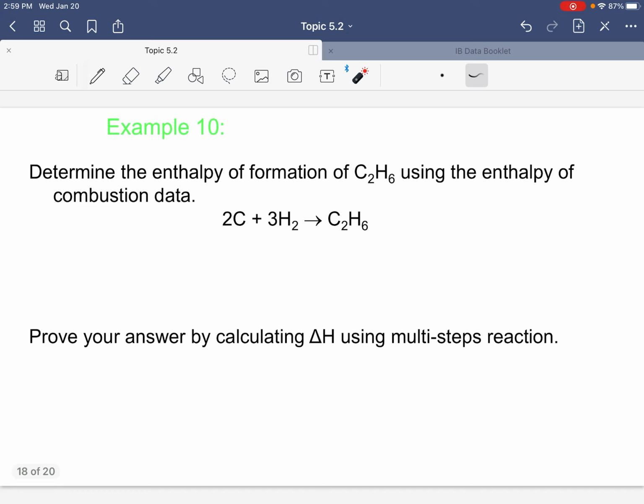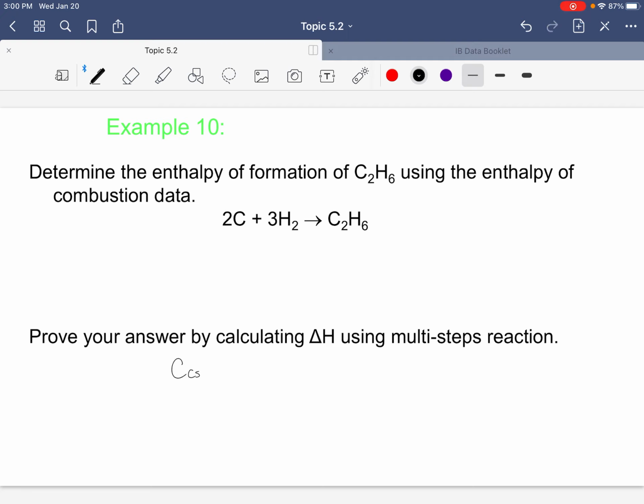Question 10, okay? You will do this reaction based on enthalpy of combustion data. Then you're going to prove your answer by doing a multi-step Hess's law. Now you may be thinking, how am I going to do that? It's pretty simple. I'll kind of start you off. You probably know how to do this already. So let me show you how to do this same question, but using multi-step reaction. First, you have to understand that all three of these are combustible. So let's combust them then.